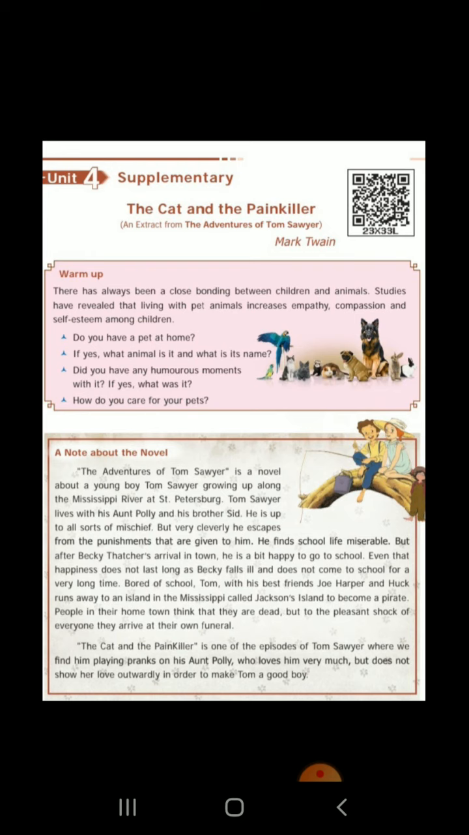The Cat and the Painkiller is one of the episodes of Tom Sawyer where we find him playing pranks on his Aunt Polly, who loves him very much but does not show her love outwardly in order to make Tom a good boy.